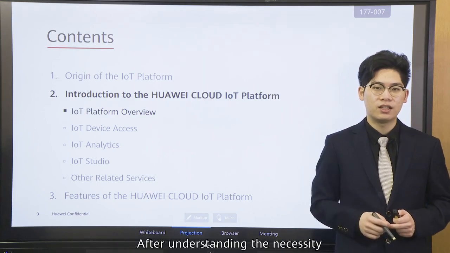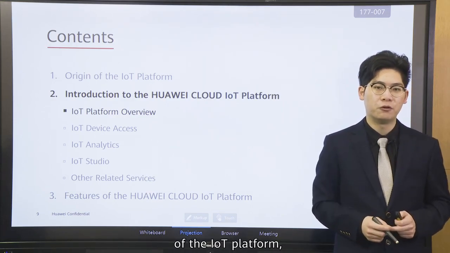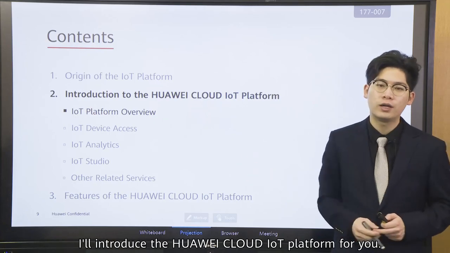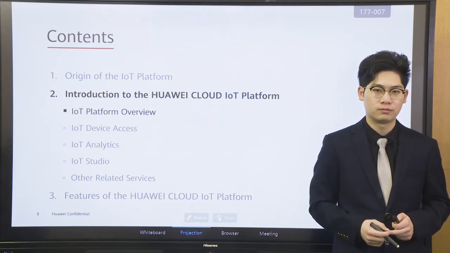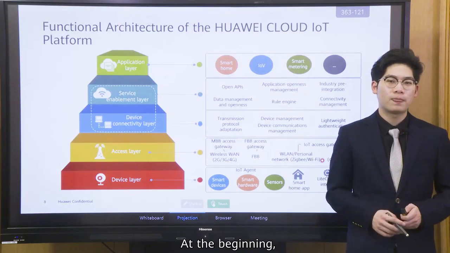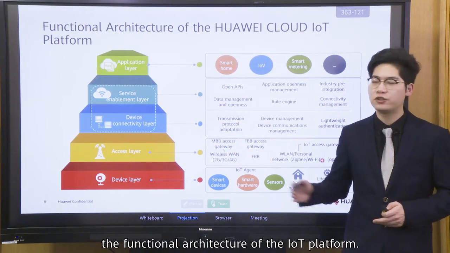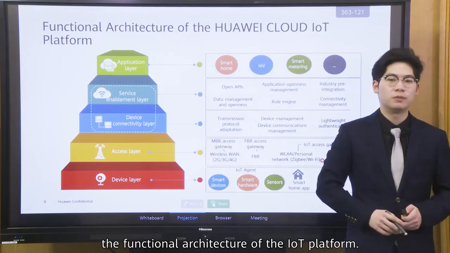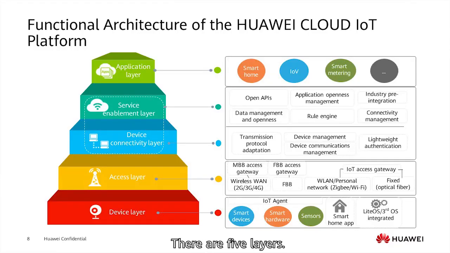After understanding the necessity of the IoT platform, I will introduce the Huawei Cloud IoT Platform for you. At the beginning, let's take a look at the functional architecture of the IoT platform. There are 5 layers. We can compare it with the IoT network architecture, including the platform layer, the application layer, the access layer, which is the same as the network layer, and the device layer are the same.